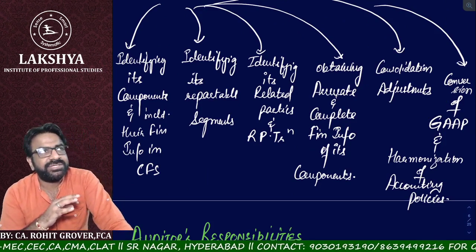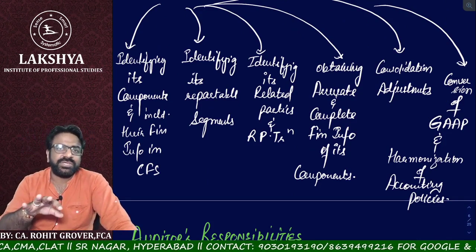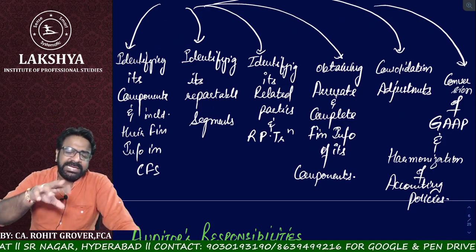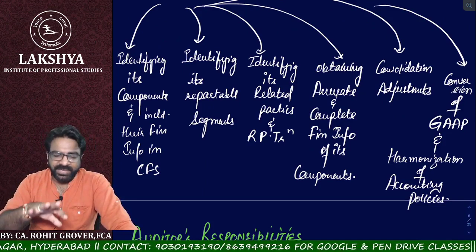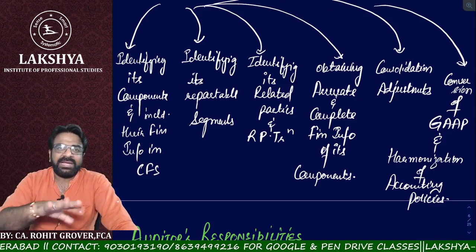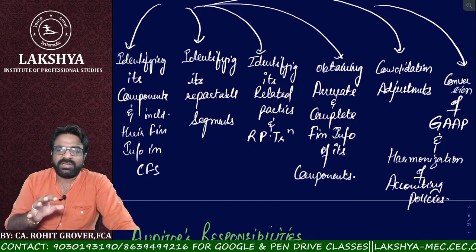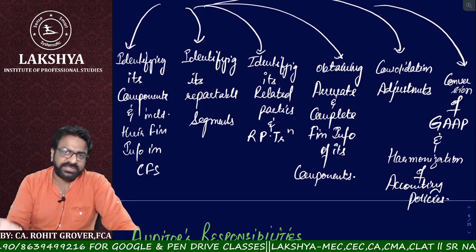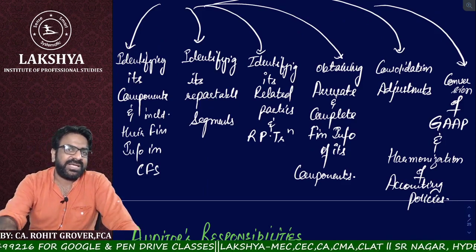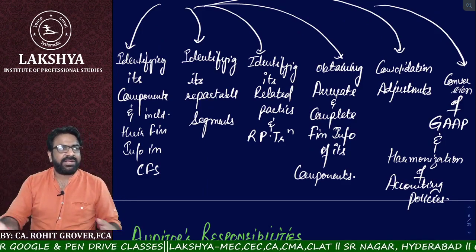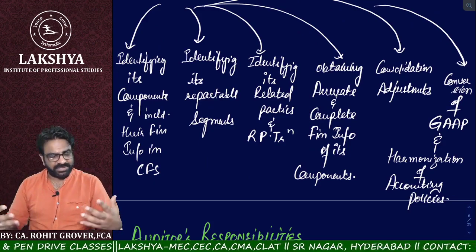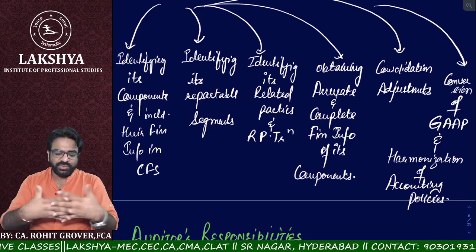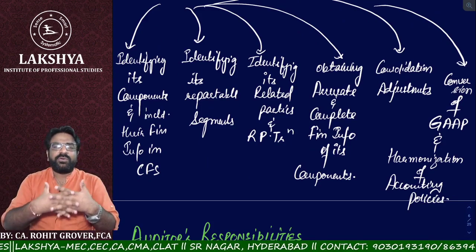Consolidation adjustments mean elimination of intra indebtedness, intra balances, and intra transactions. Are you getting the point? Say for example, I have given a loan to one of the subsidiaries, or I have taken an advance from one of the subsidiaries. So I have taken an advance, I have given an advance, so it is an intra transaction, so they are going to be eliminated when we do the consolidation.